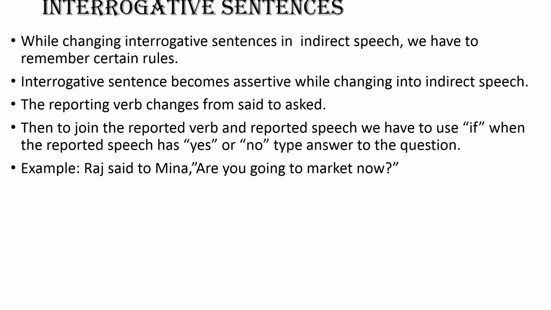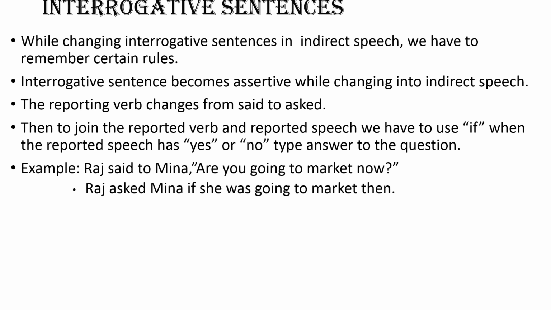Now see the second point in the rule. Interrogative sentence becomes assertive. Now here also the same thing. Once you use if, after if you have to use the pronoun straight away. Now our pronoun in the question is you. You is for Meena, so it changes to she. If she was. This is how you change it. Raj asked Meena if she was going to market then. This is how you do it. After if, compulsorily you will use a pronoun to change into indirect and then you put the verb.